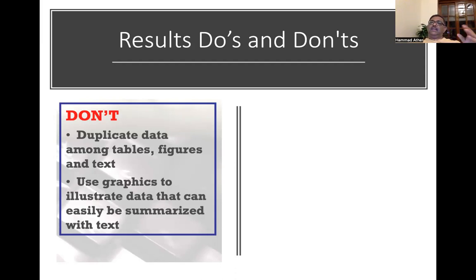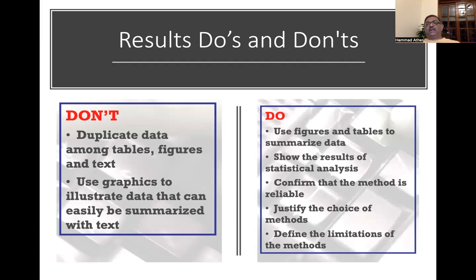So if you have described the age, gender, distribution, and other demographic things in the text format, you don't have to make another table for it, and vice versa. Don't use graphics to illustrate data that can easily be summarized with text. What you should do is use figures and tables to summarize data, because obviously the presentation is better, to show the results of statistical analysis, confirm that the method is reliable, justify the choice of methods, and define the limitation of the methods.